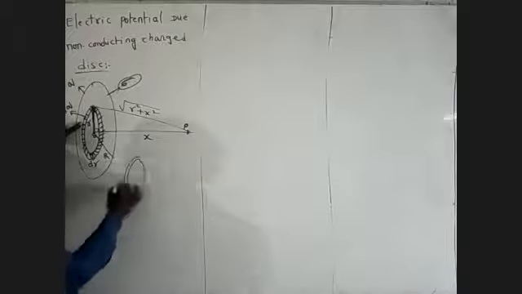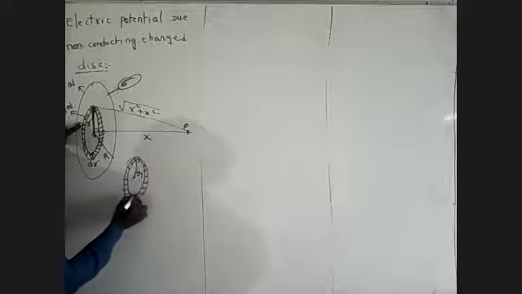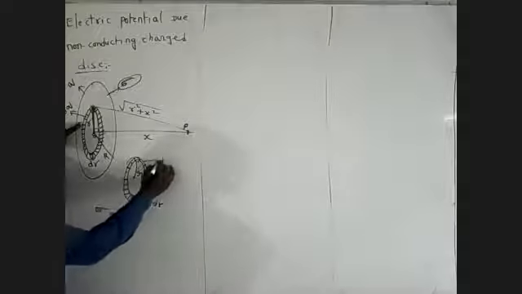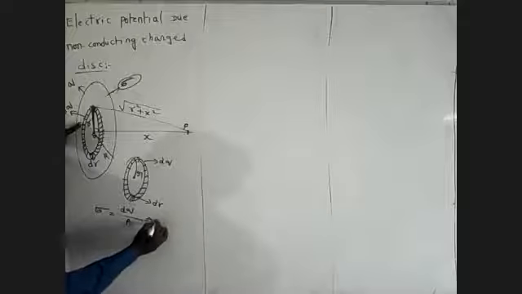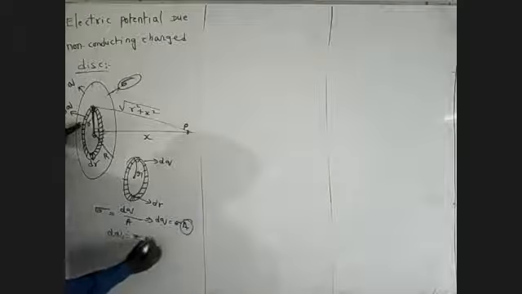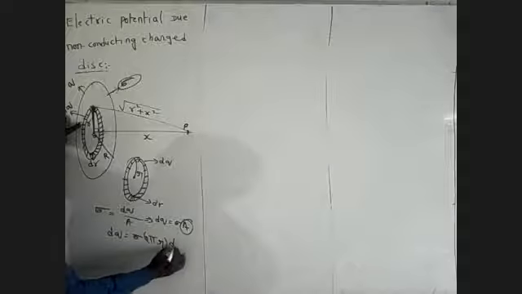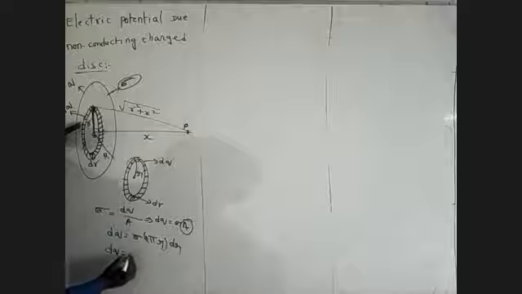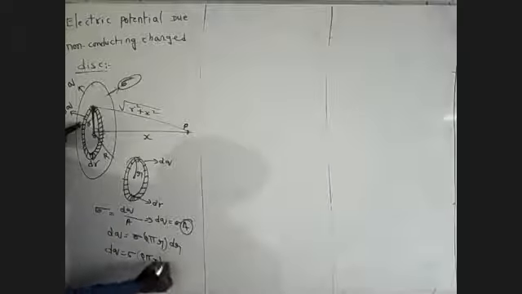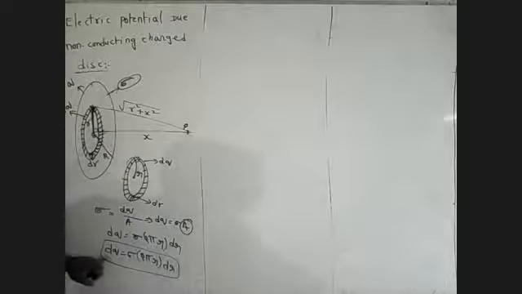But I'm taking the small element, with radius small r and width dr. Sigma is equal to charge by area, so dq is equal to sigma into area. The area is 2 pi r into the width dr. So dq is equal to sigma 2 pi r dr. This is the charge on the small element.